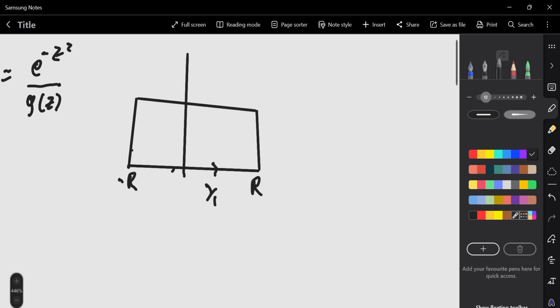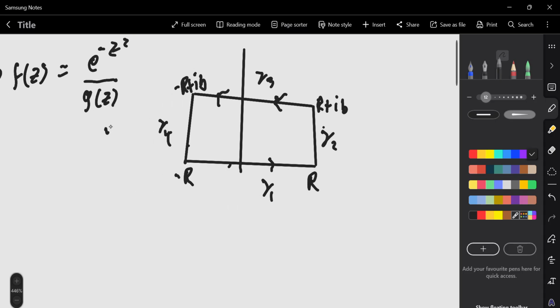So gamma 1. Now we're going to go up to some point R plus IB. And we're going to go along, wrong way. Why can't I draw an arrow? We're going along to this point, minus R plus IB. And this is going to be gamma 2. And this is going to be gamma 3. And this is going to be gamma 4. And this is at the limit of R approaching infinity.